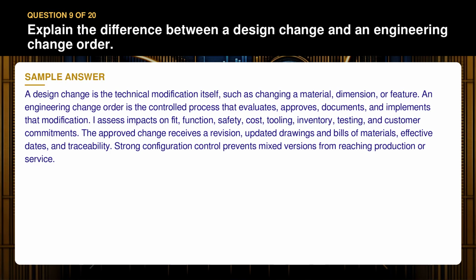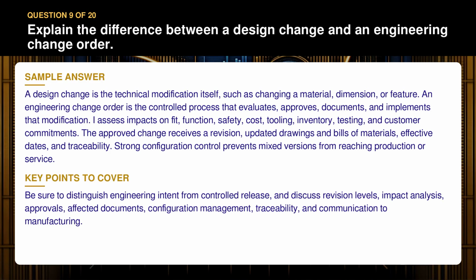I assess impacts on fit, function, safety, cost, tooling, inventory, testing, and customer commitments. The approved change receives a revision, updated drawings and bills of materials, effective dates, and traceability. Strong configuration control prevents mixed versions from reaching production or service. Be sure to distinguish engineering intent from controlled release, and discuss revision levels, impact analysis, approvals, affected documents, configuration management, traceability, and communication to manufacturing.